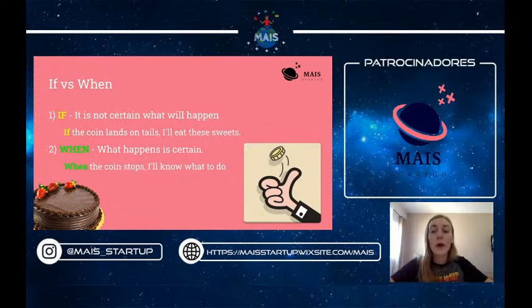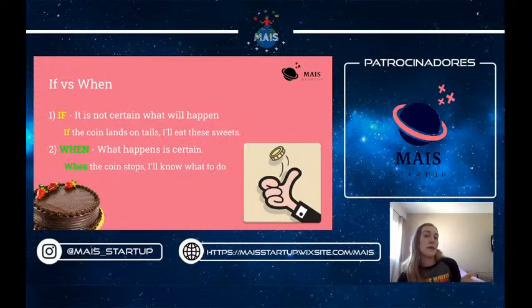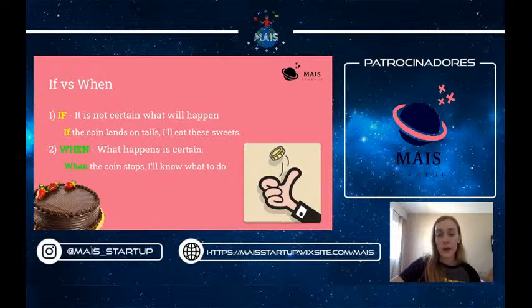So if you say, oh, I'm just gonna flip the coin and eat these sweets, I don't mind if it's heads or tails. So when you flip the coin and it stops, you're gonna eat the sweets, because you don't have a third condition. You don't have conditions regarding it at all. It's gonna happen. It's not conditional, it's a certainty. So that's the difference between if and when. So if is a condition, when is not. It's something I just wanted to highlight.